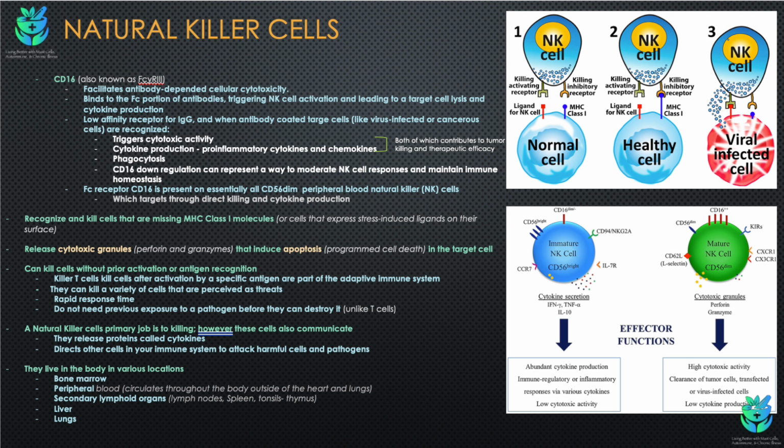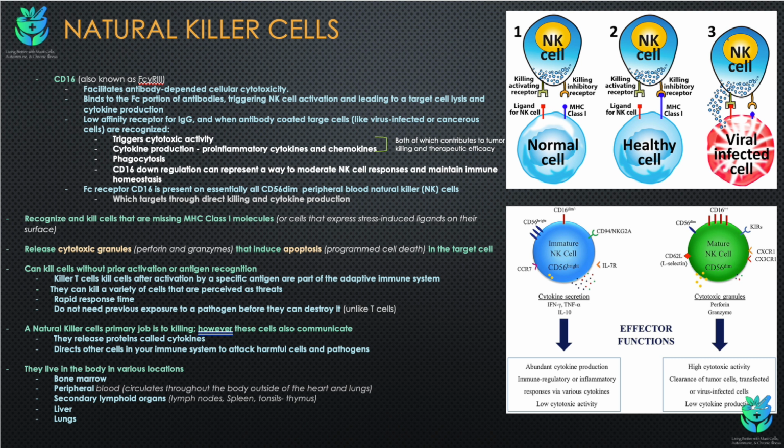It also triggers phagocytosis, and CD16 downregulation can represent a way to moderate natural killer cell responses and maintain immune homeostasis. The Fc receptor CD16 is present on essentially all CD56 dim peripheral blood natural killer cells, which targets through direct killing and cytokine production.